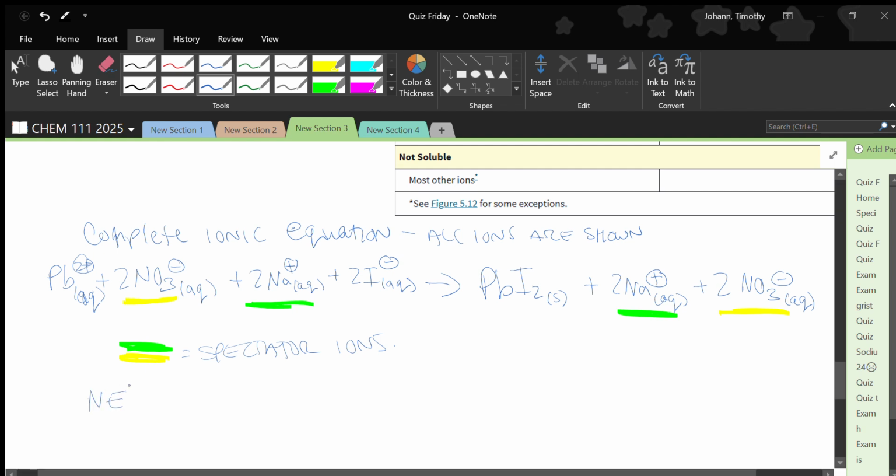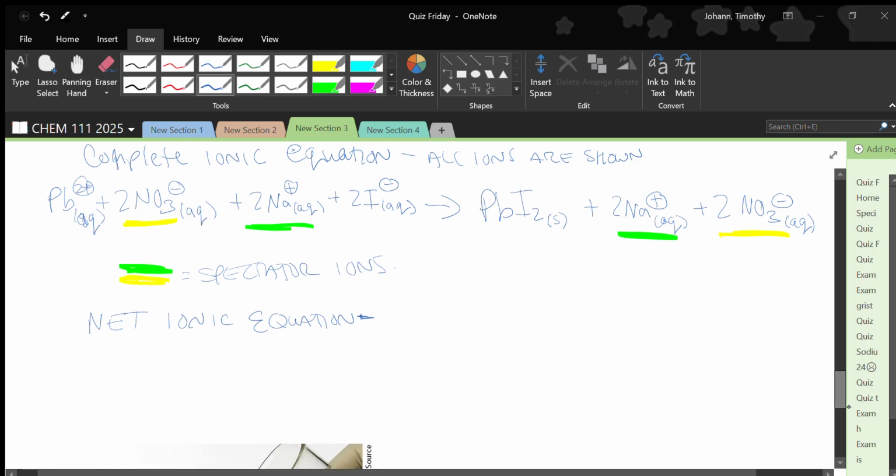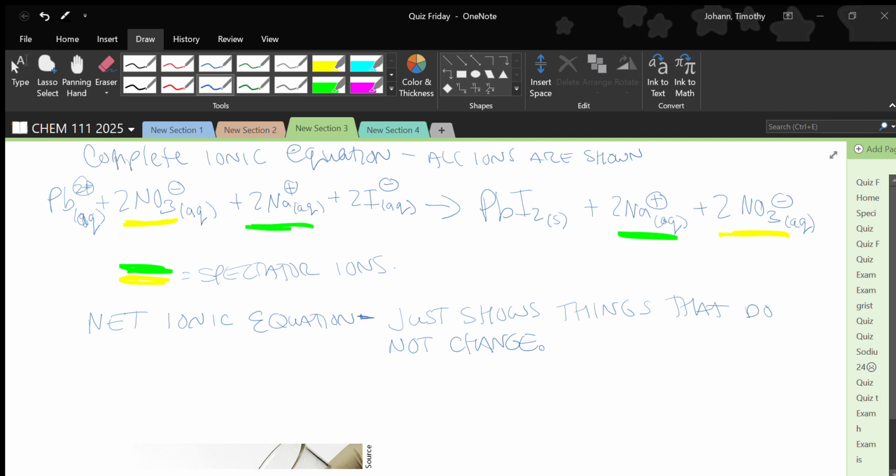All right, so we can talk about the net ionic equation. The net ionic equation just shows things that change. It does not include the spectator ions. Spectator ions are just watching. They're not doing anything.